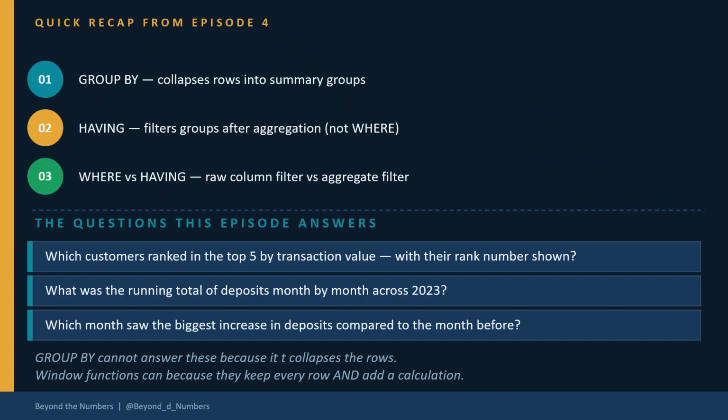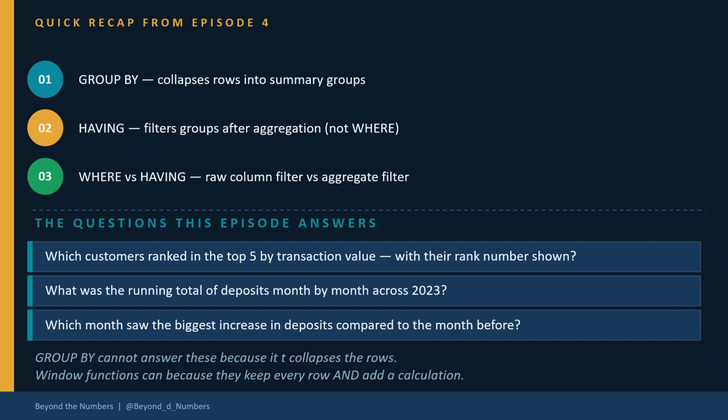A quick recap of what we did in the last tutorial. We discussed group by, which collapses rows into summary groups. We discussed having, which filters groups after aggregation. We also talked about where, which runs before grouping, while having runs after the grouping.